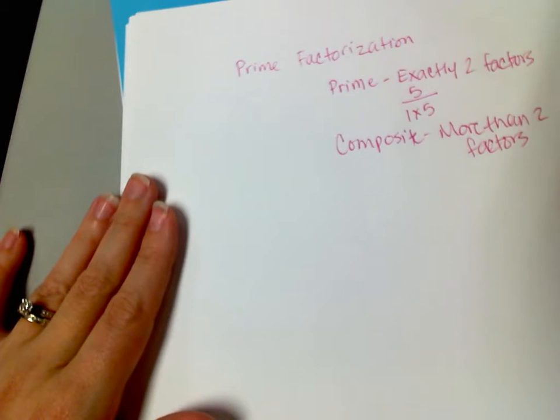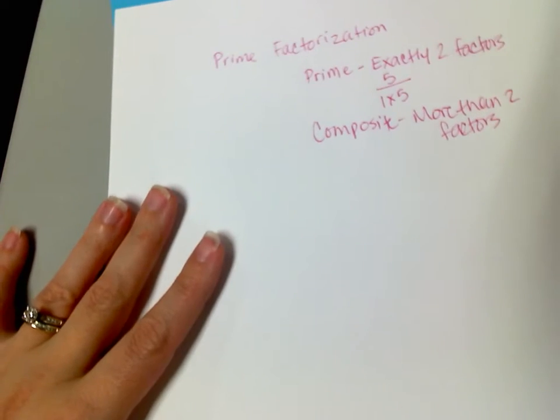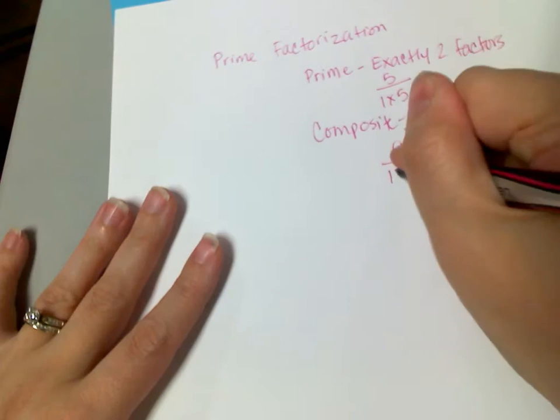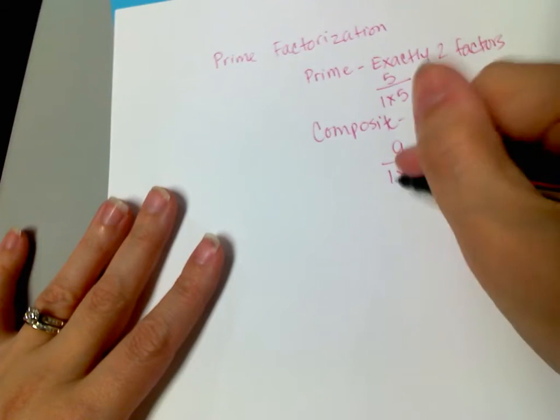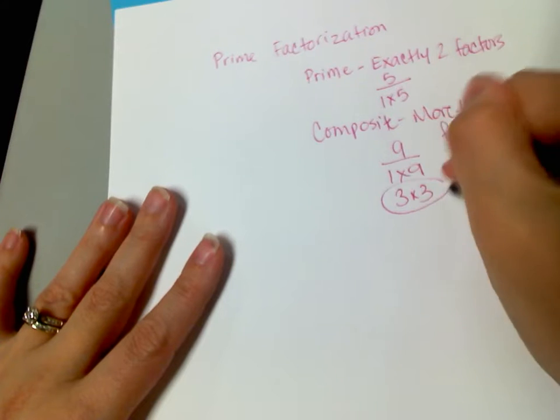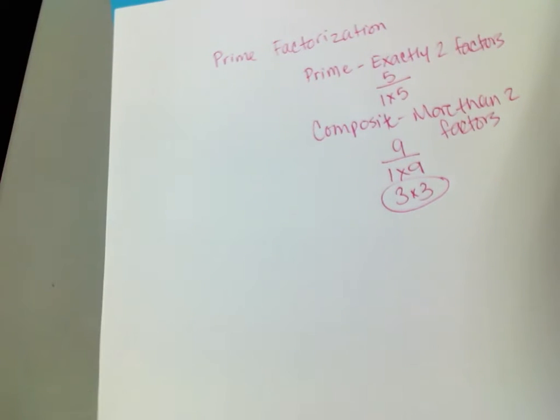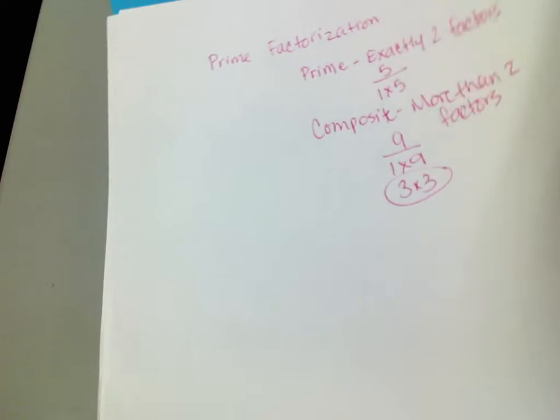So an example would be 9. I have 1 times 9, of course, but I also have 3 times 3. So this right here makes it a composite number. There's more than one way to get to that number by multiplication with whole numbers. Okay, so we're going to use that for prime factorization.